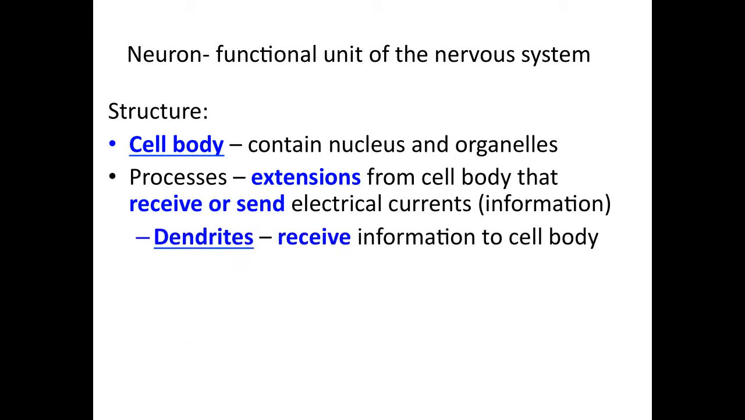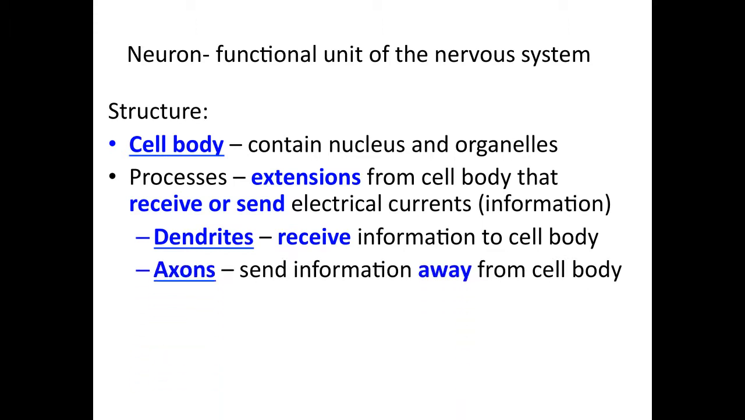There's 2 types of extensions because we need one that is going to receive information and one that is going to send information. Dendrites are receiving information. So they are the ones that are going to detect the change in temperature when you have your hand over a stove. And the ones that are going to send the information away so that it can be carried out are called axons. And the way I remember that is A for axons, A for away. Just like A for arteries, A for away, here we have another A for away.